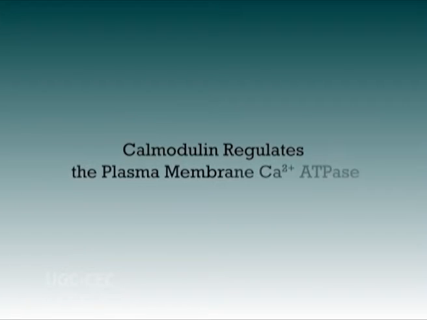Now, let's look at how calmodulin regulates the plasma membrane calcium ATPase. As in muscle cells, small changes in free calcium ion concentration in the cytoplasm trigger a variety of cellular responses. In order for calcium ion to function in intracellular signaling, the concentration of calcium ions free in the cytosol usually must be kept below 0.1 to 0.2 micromolar.